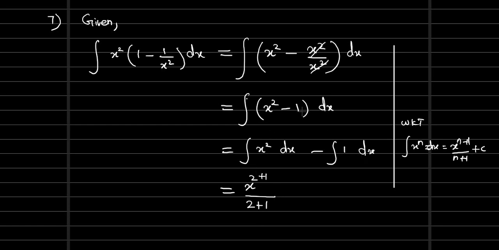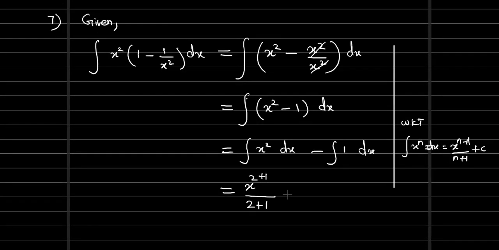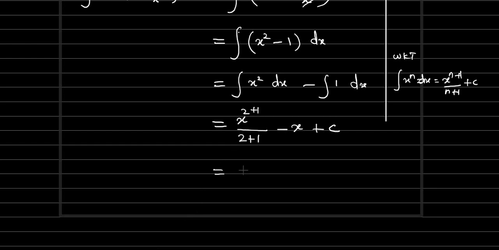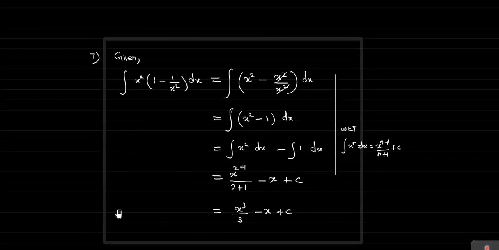And integral 1 dx, just now we have seen, right? When integral and dx alone, what is the result? x. So minus x. Since it's an indefinite integral and for the above step complete integration is over, we can put plus c. Okay, so now simplification. 2 plus 1 is 3. So x cube by 3 minus x plus c. That's all, the solution for the 7th one. Next, 8th sum.